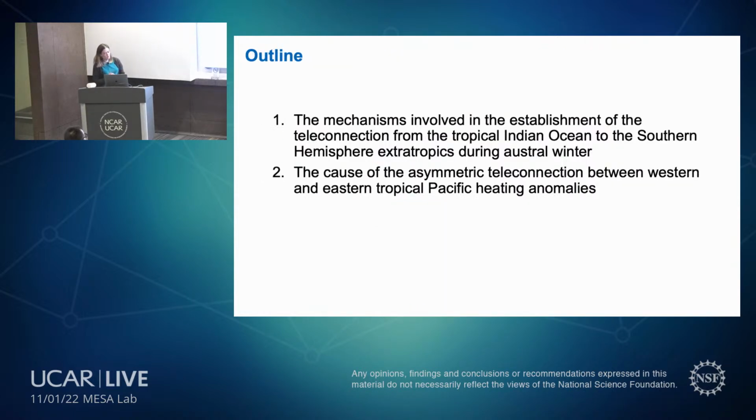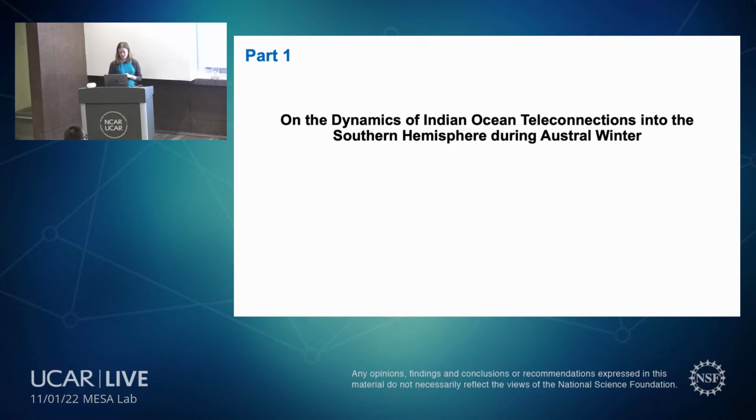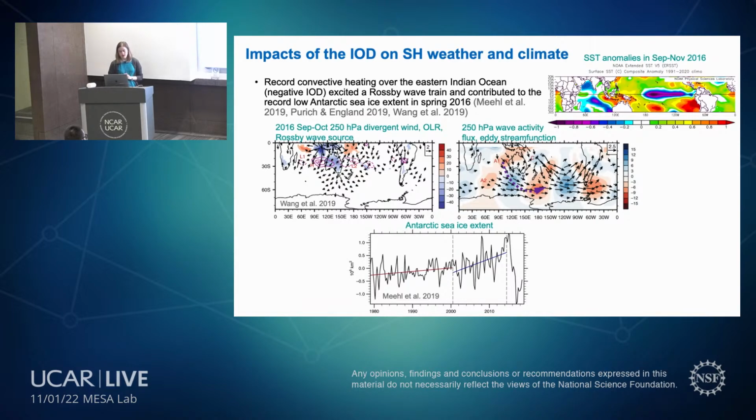So in this talk, I will be discussing the mechanisms involved in the establishment of the teleconnection from the tropical Indian Ocean in the first part. And then in the second part of this talk, I'll discuss the cause of the asymmetry between Western and Eastern Pacific heating anomalies, like what we see during El Nino and La Nina. So looking first at understanding the mechanisms of Indian Ocean teleconnections into the Southern Hemisphere during winter. And I'll motivate this work by just sort of discussing a couple of the impacts of the IOD teleconnection on Southern Hemisphere weather and climate.